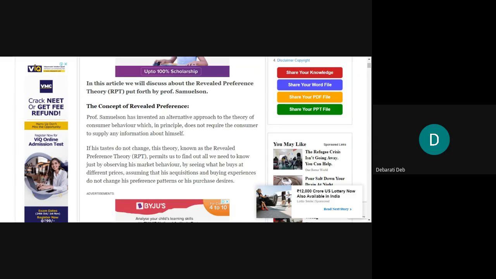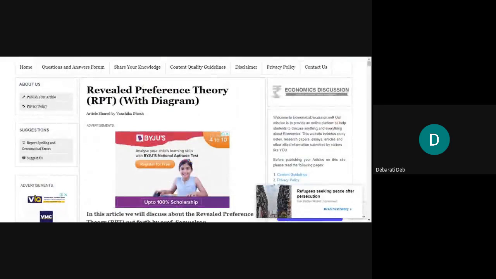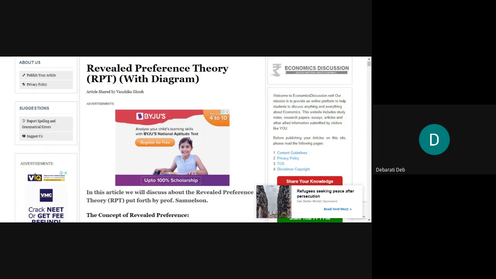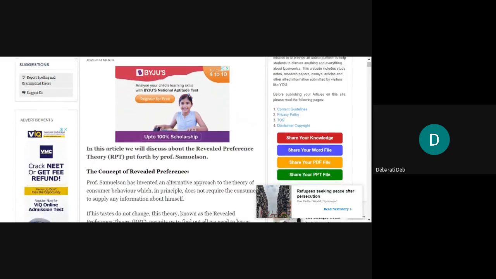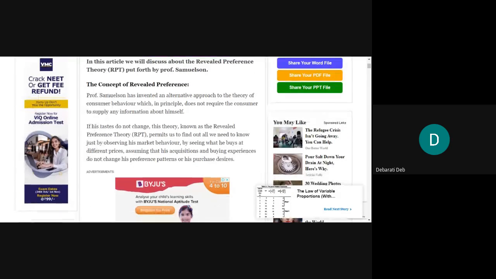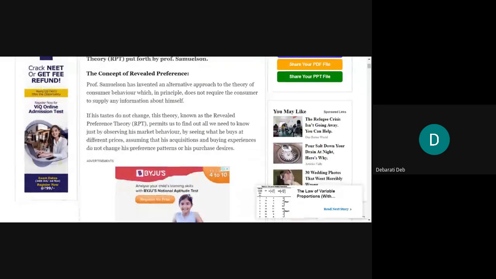So the concept of revealed preference theory we were doing. We started with revealed preference theory, and then we started with the concept of revealed preference. In a gist, this theory was invented by Professor Samuelson, and it was taken as an alternative approach and a very simple approach towards understanding consumer behavior. Not mathematically, not so critically, not diagrammatically, but just by observation, the consumer's behavior can be understood with the help of this theory.